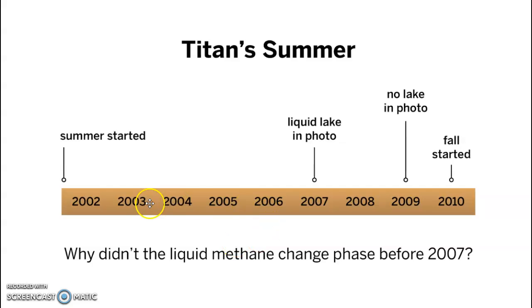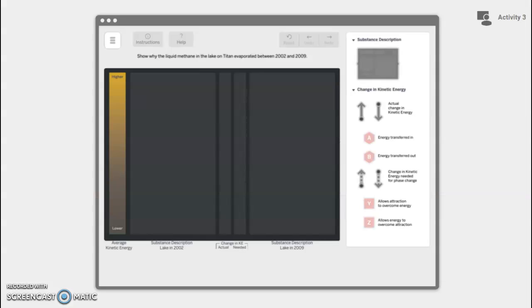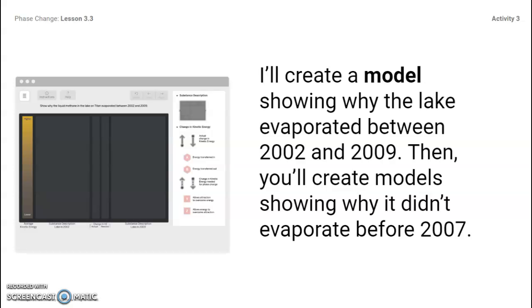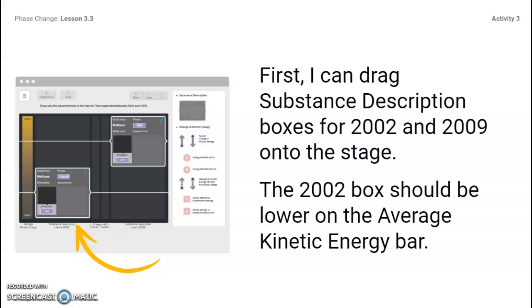So if we look at the summer, we know that it started in 2002. We didn't see the lake photo happen, and it's still liquid in 2007, but we didn't see the lake in 2009. So we have had a few years since summer started. So you are going to hop in and create a model showing why the lake evaporated between 2002 and 2009. Then you'll create models showing why it didn't happen before 2007.